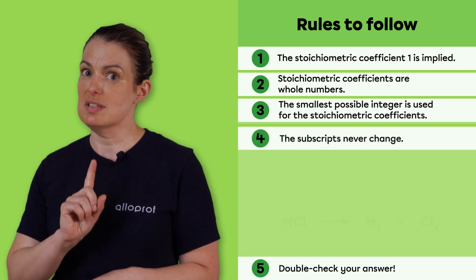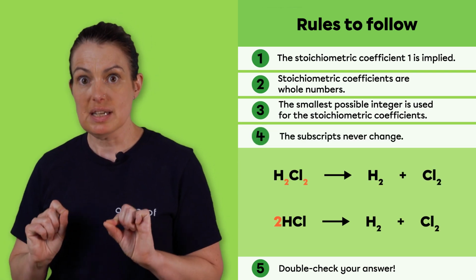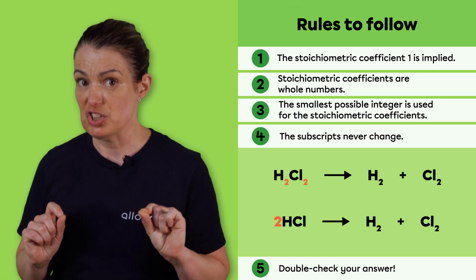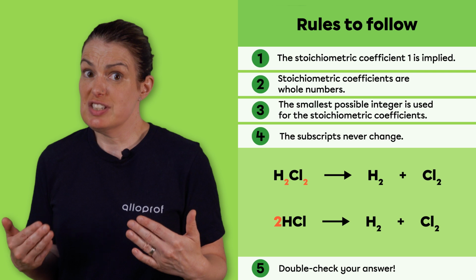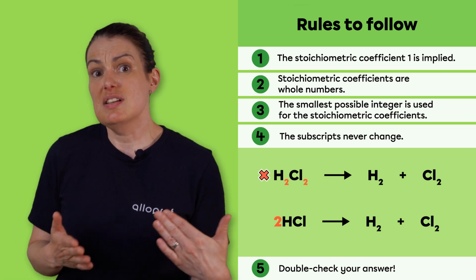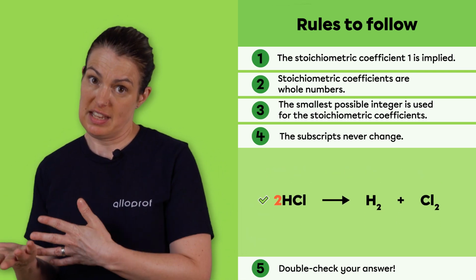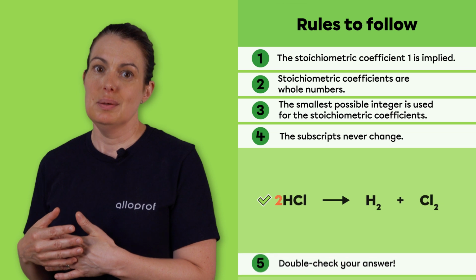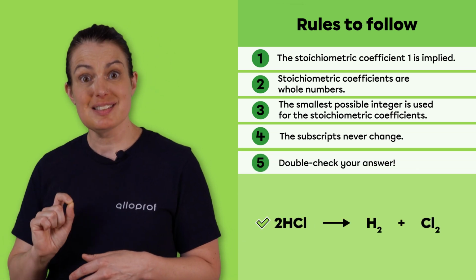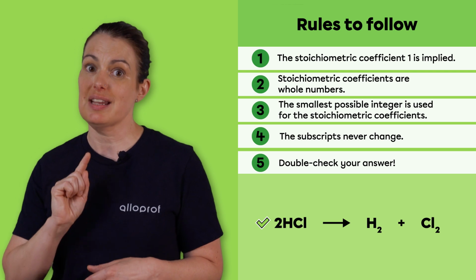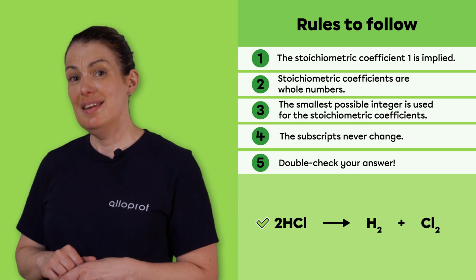Rule number 4 is the most important. Balancing a chemical equation is done using coefficients. You can never change the subscripts. Changing the subscripts changes the nature of the substance. So instead of this, we write this. Rule number 5, last but not least, when you finish balancing an equation, always go back and double check your answer. Now that we know the rules, let's do an example.